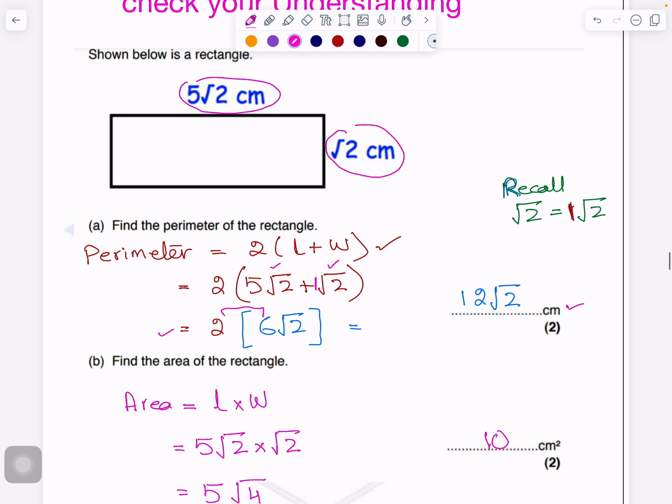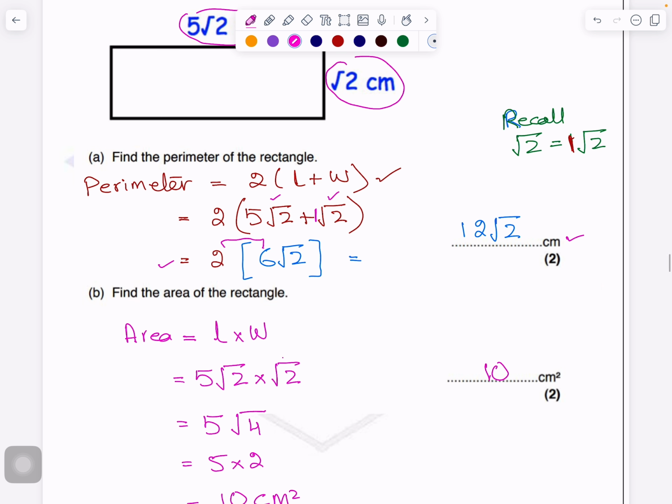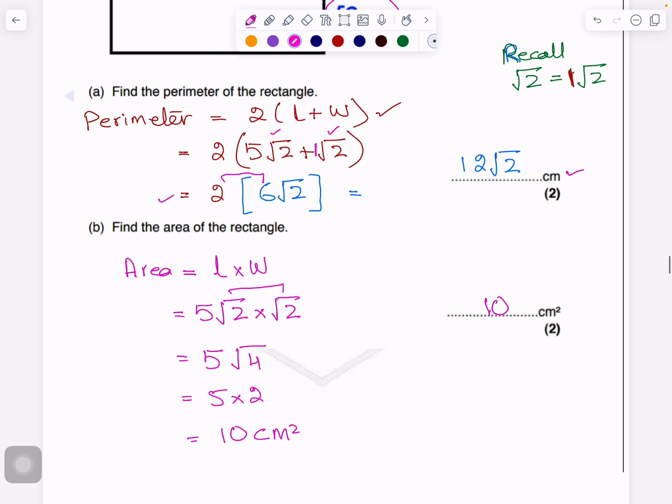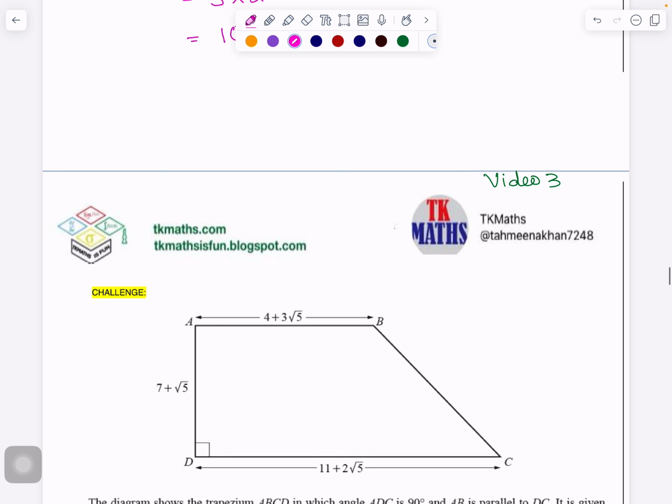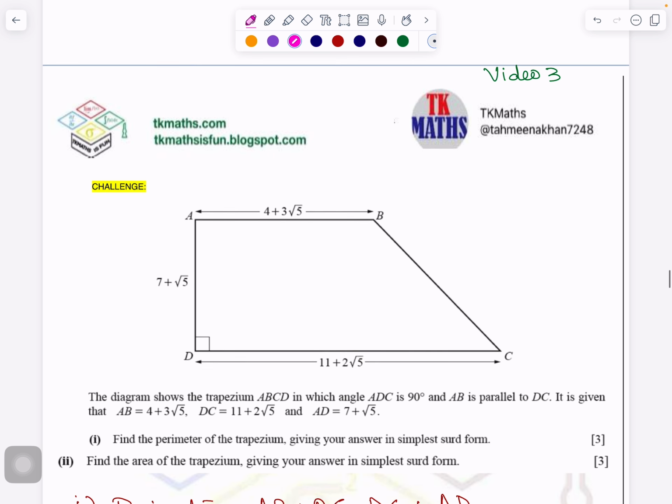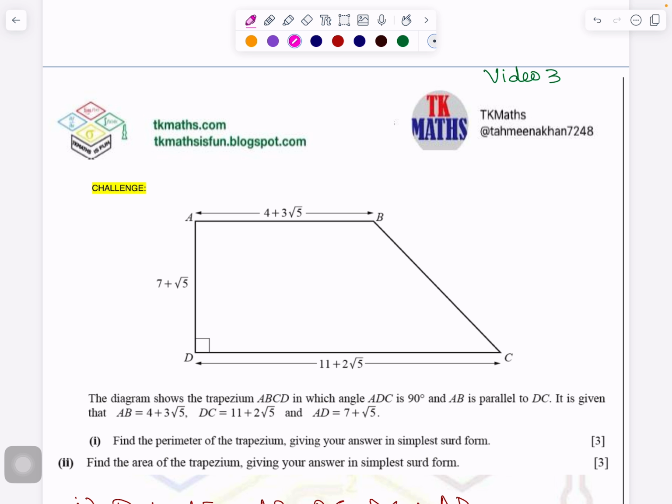And area is what? Length into width. So I have written this thing here. 2 times 2 is 4. So you got the area also. So at this point I will end the video. In video number 3 I will solve one challenging question, this one, and I will discuss it with you. If any one of you wants to try it out yourself first, you can, but you will watch the video to see the solution and the explanation.